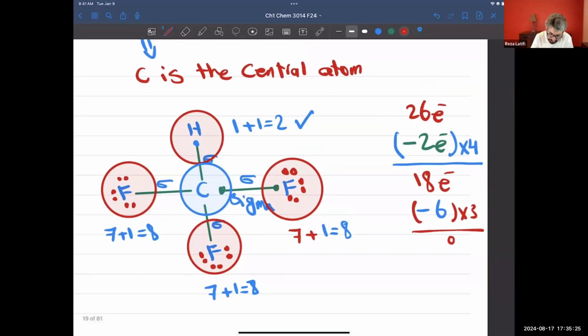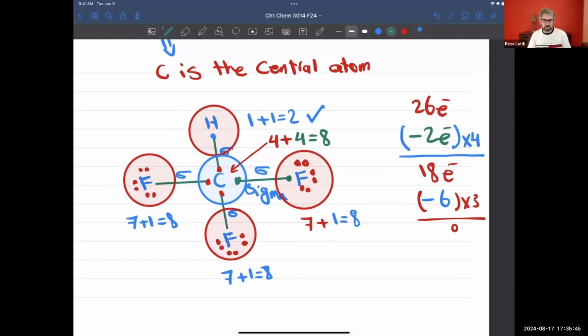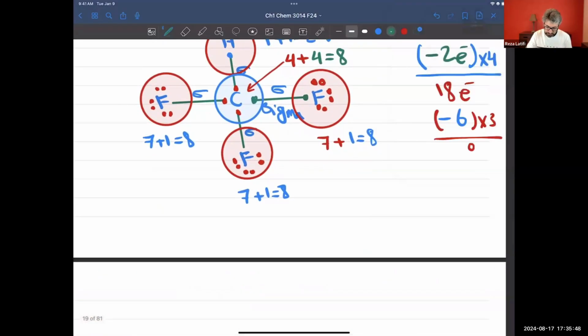How about carbon? Let's check carbon. I see 4 electrons here. We made 4 bonds, and that's going to be stable. So everything is stable, and that's the Lewis structure of the molecule. Next thing that I want to practice is going to be the formal charge. What's the formal charge?